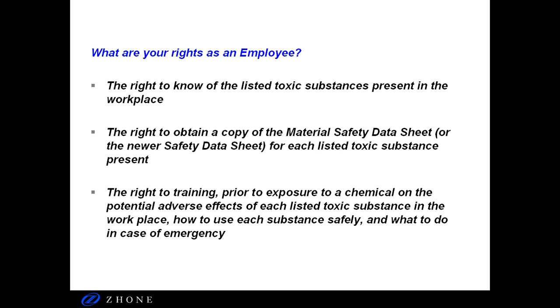The Federal OSHA Hazard Communication Standard also provides employees with certain rights. The right to know of the listed toxic substances present in the workplace. The right to obtain a copy of the material safety data sheet for each listed toxic substance present. The right to training prior to exposure to a chemical on the potential adverse effects of each listed toxic substance in the workplace, how to use each substance safely, and what to do in case of emergency.